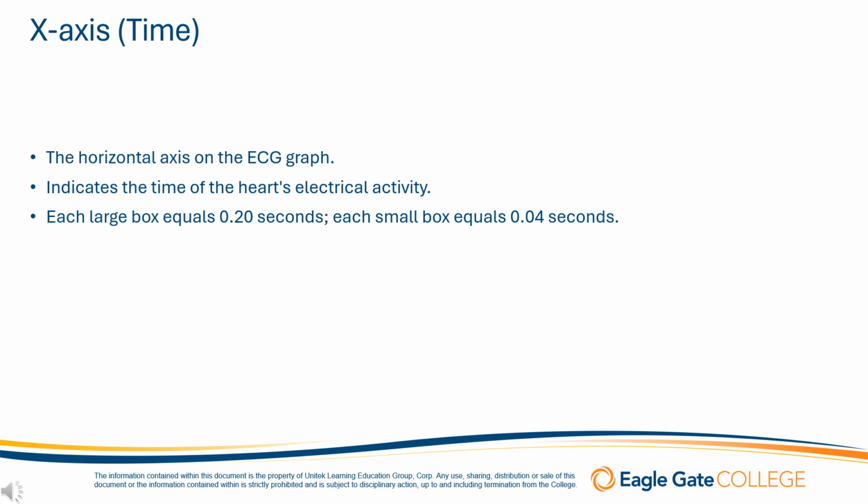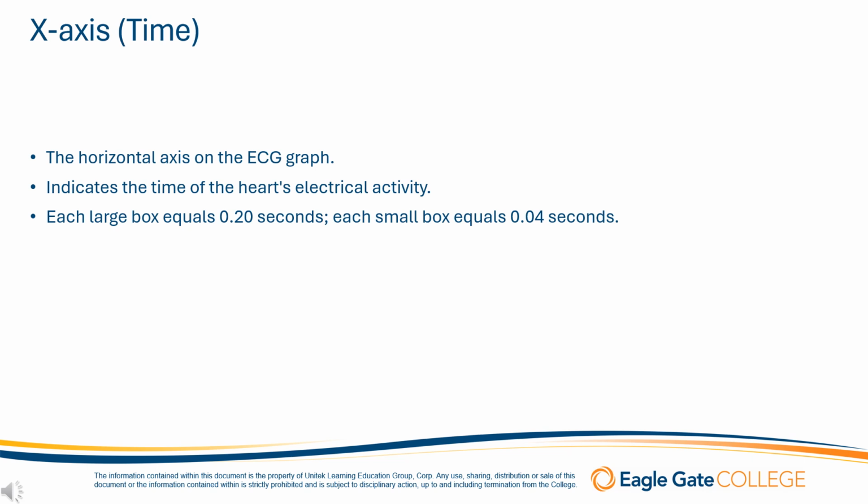Understanding the timing of the heart's electrical activity is critical for diagnosing various cardiac conditions. For instance, a prolonged PR interval might indicate a first-degree AV block, while a prolonged QRS duration could suggest bundle branch block or ventricular hypertrophy. So let's break down the significance of measuring time on the x-axis.